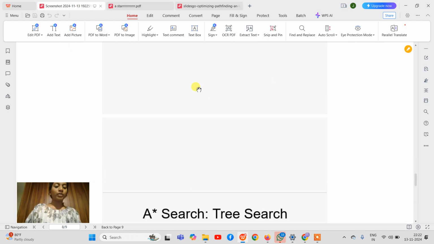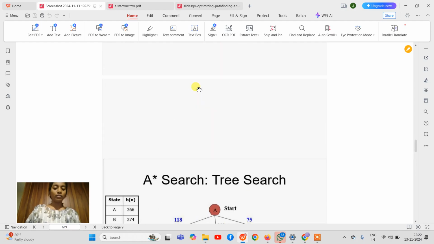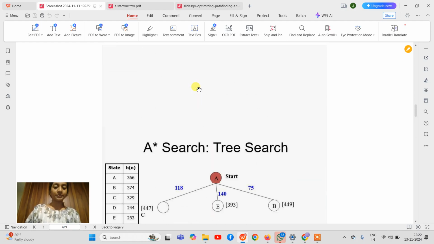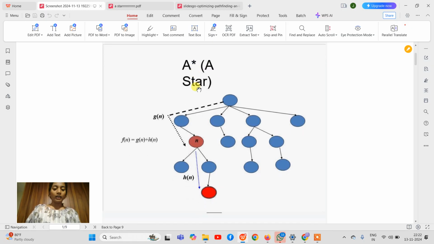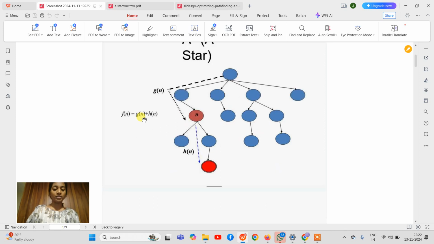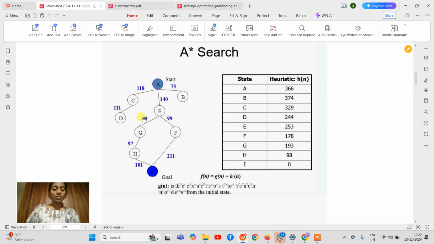Now we'll look at an example to learn more about it. Let us consider this graph, and we are going to perform the A-star search algorithm on this. The start node of this graph is node A and the goal node is I.